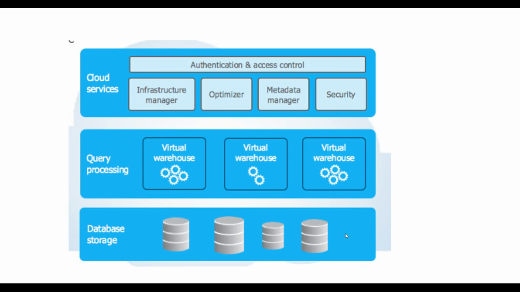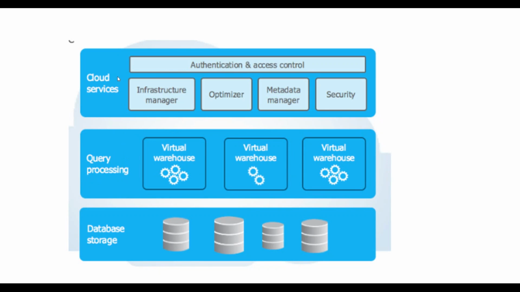Let's come from the bottom. The bottom layer is the storage layer, where the actual data will be stored. And the next layer is the query processing layer. This is like the CPU. So whenever we run our queries, they will be running with the help of virtual warehouses. This is the actual processing unit of Snowflake, where our queries will be executed and where our compute cost will be calculated. So everything will be in the query processing layer.